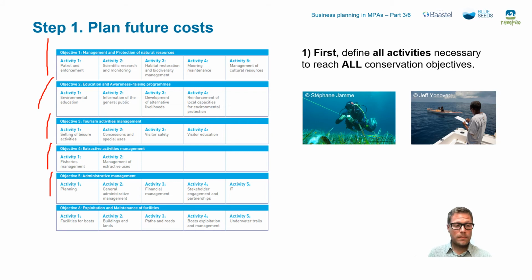Administrative management, very important and sometimes overlooked. It includes planning or general administrative management, financial management, stakeholder engagement and partnerships, or IT activities. And finally, exploitation and maintenance of facilities, not to be overlooked either. Facilities for boats, for example, buildings and lands, paths and roads, or even underwater trails.